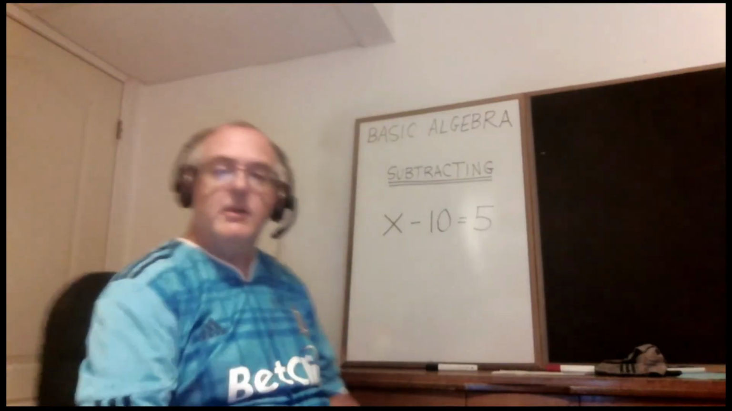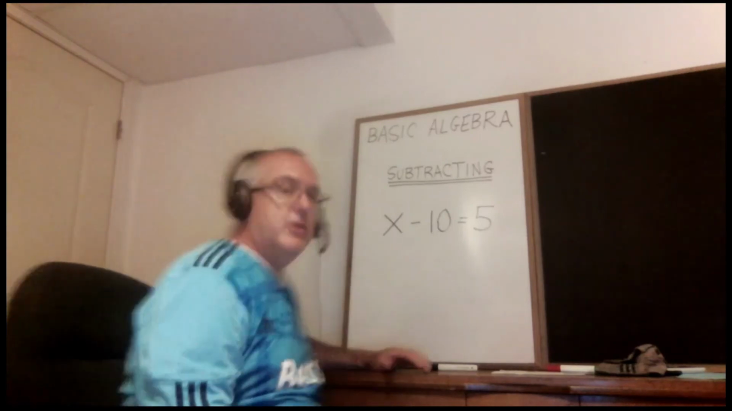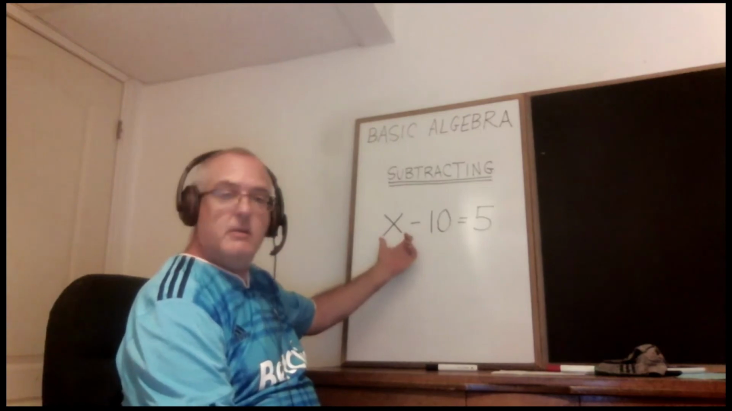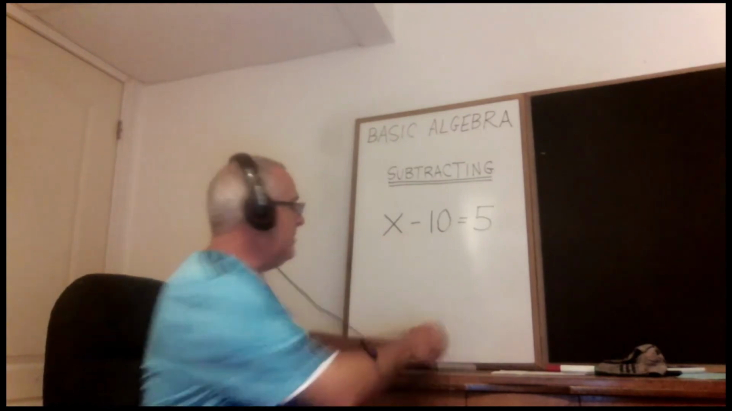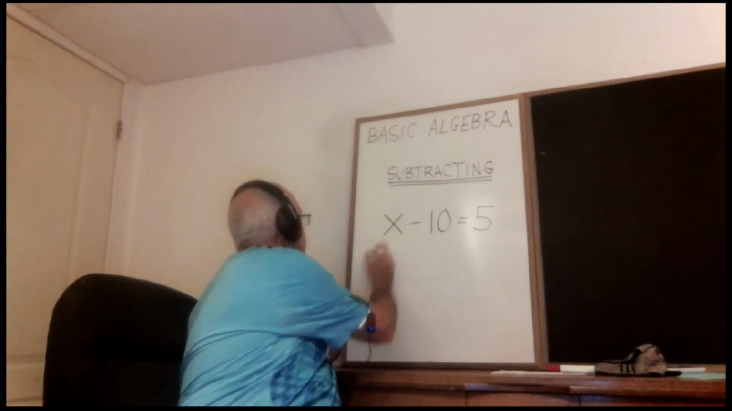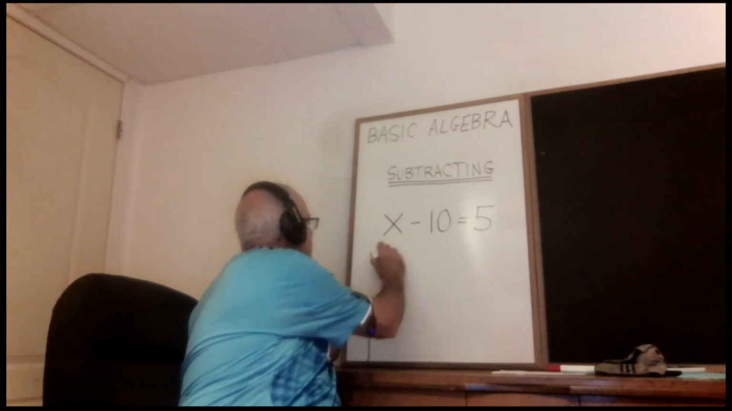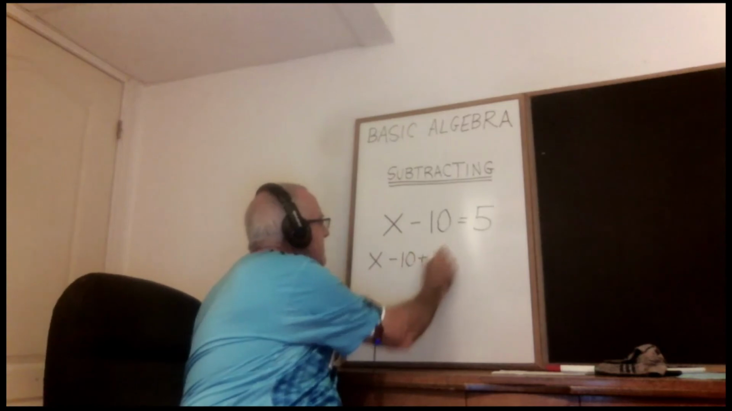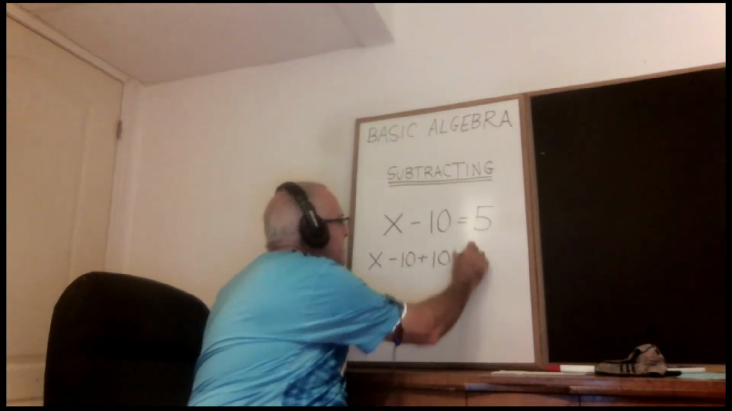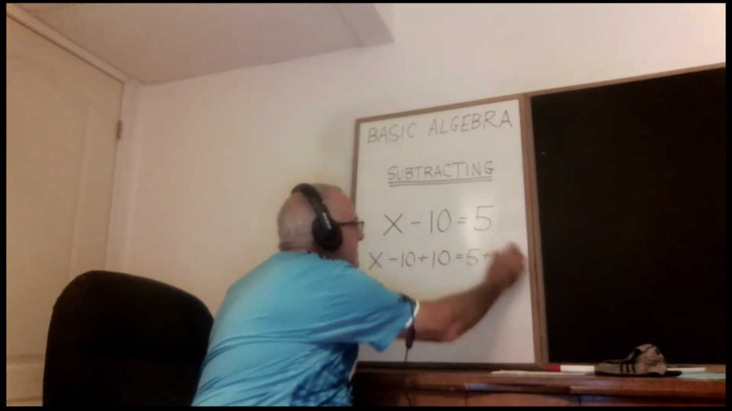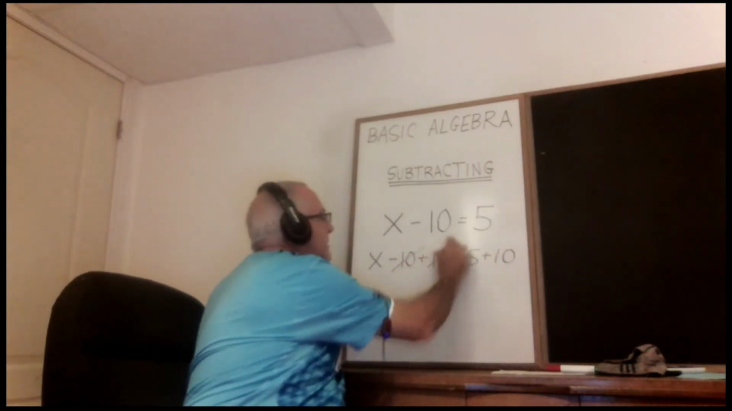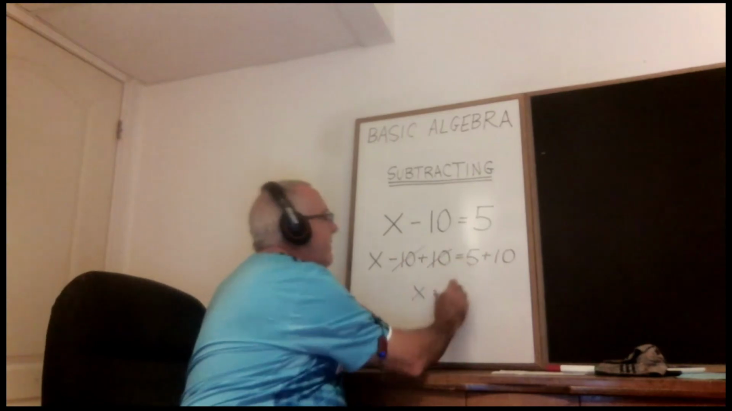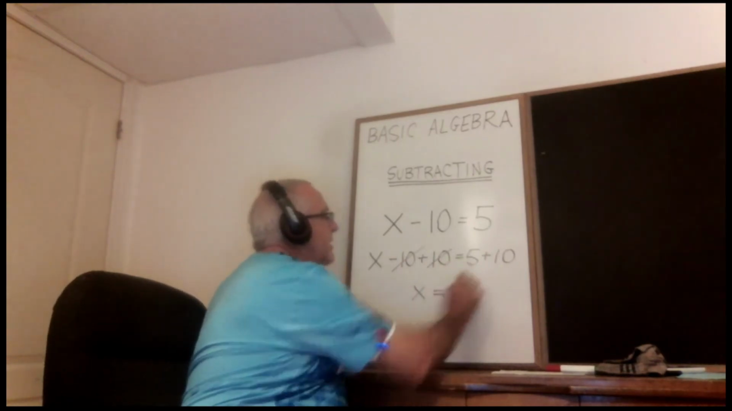So now that we've practiced that a bit, we can answer this question that we have on the whiteboard. A 10 is being subtracted from my x, so I have to add a 10 on both sides. These cancel. My x is isolated on the left side of the equals, and 5 plus 10 is 15. So I have my answer.